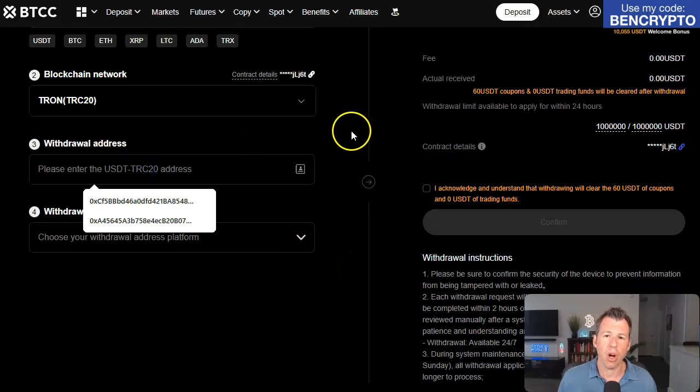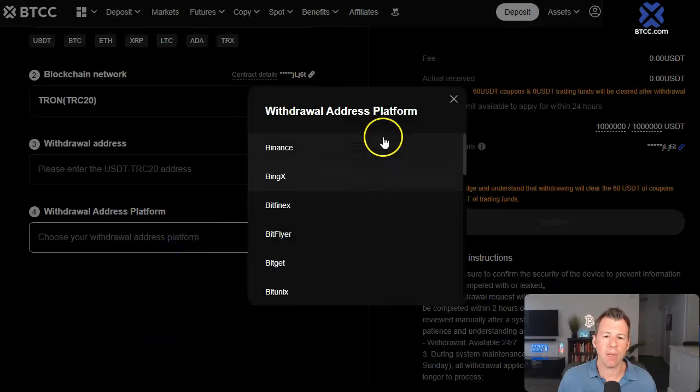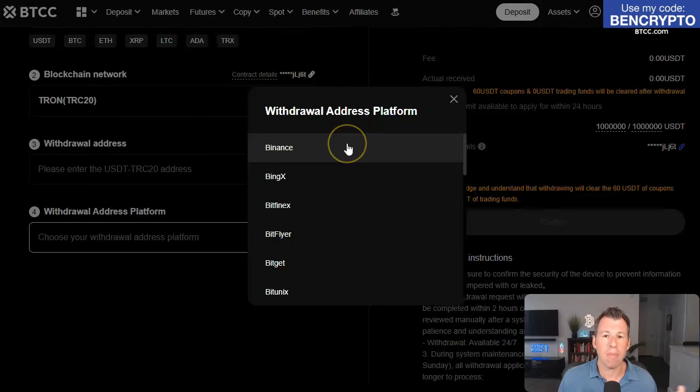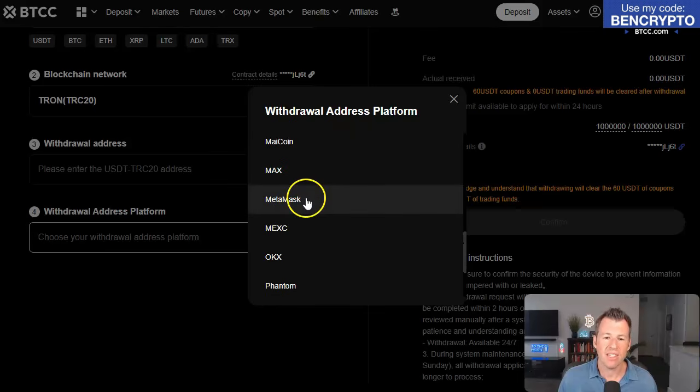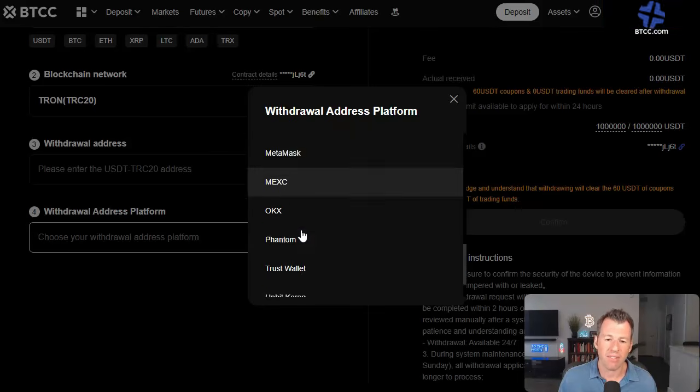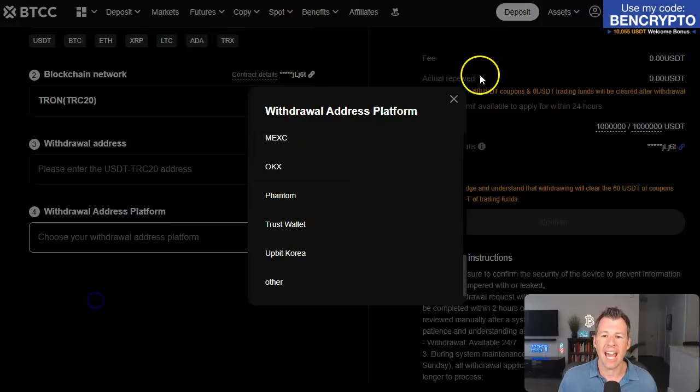Then you can enter your withdrawal address, the wallet that it's going to. Then here, you have to select something. This is the platform that you are sending the coins to. So if you're sending it to your Binance account, select Binance. If you're sending it to your MetaMask wallet, select that. Your MEXC account, select that. Your Phantom wallet, select that, etc.